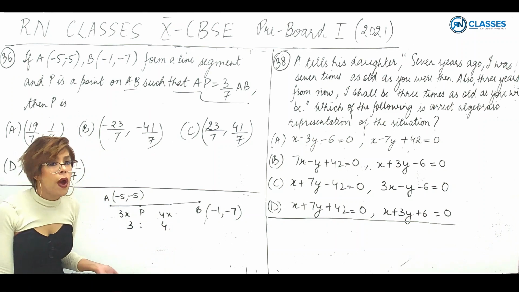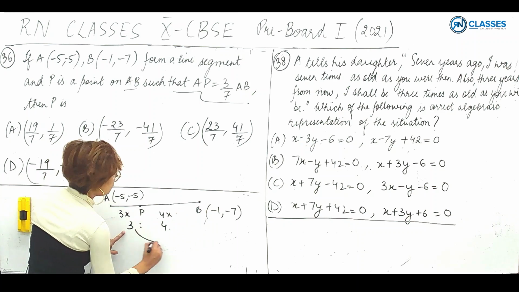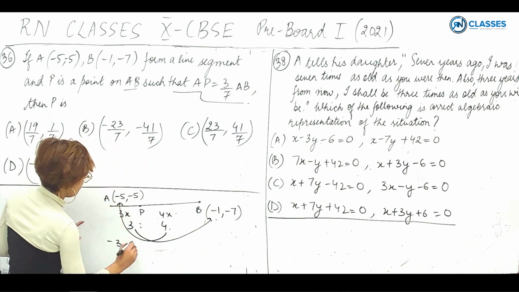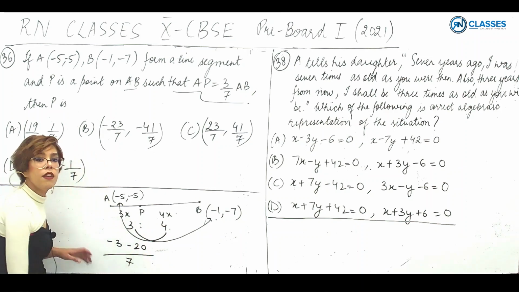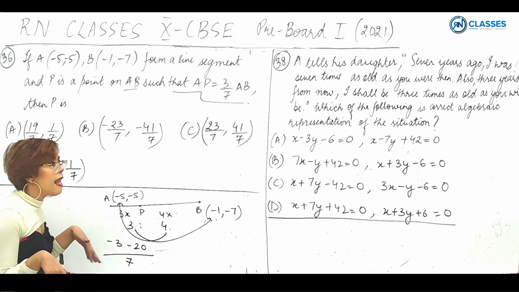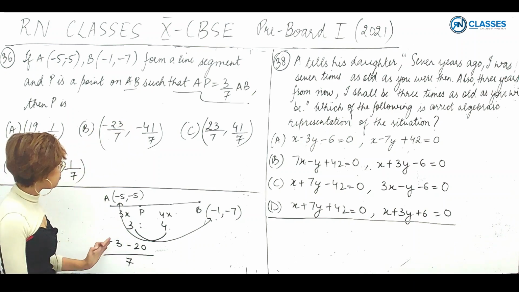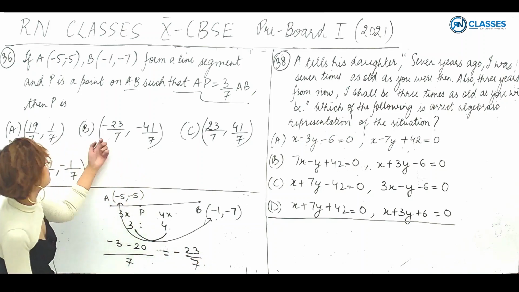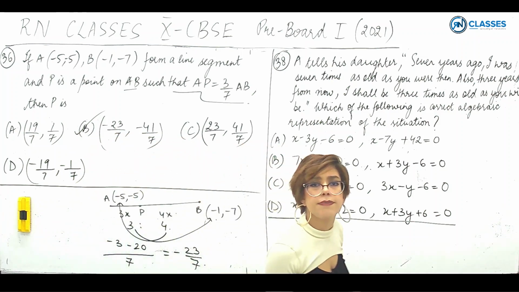Now since I know the ratio, I can use the section formula. Okay? So 3 into minus 1, so that is minus 3, plus 4 into minus 5, which is minus 20, divided by 3 plus 4, which is 7. Right? Now, I'll just write the x coordinate. Why? Okay, x coordinates are different. Minus 23 by 7, x coordinate. That is just in the second option. That means this has to be correct. I will not do the y coordinate.